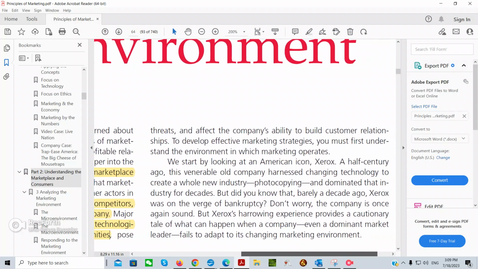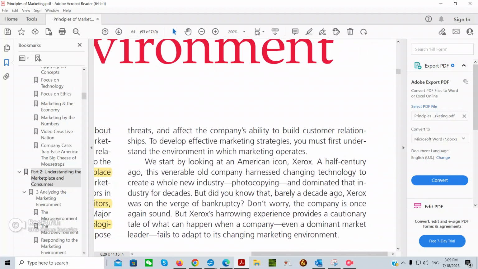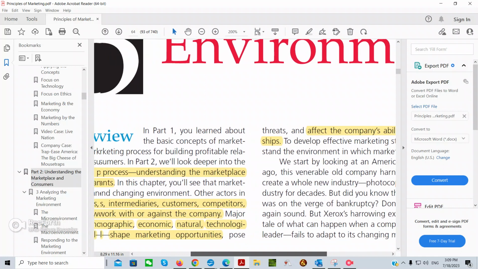Because it poses threats and affects the company's ability to build customer relationships. Okay. Now, depending on the country you're in will depend on what type of limitations and opportunities are available. It could be that you have to be connected to certain people in government or in religious groups, social groups, etc. Now, to develop effective marketing strategies, you must first understand the environment in which the marketing operates.